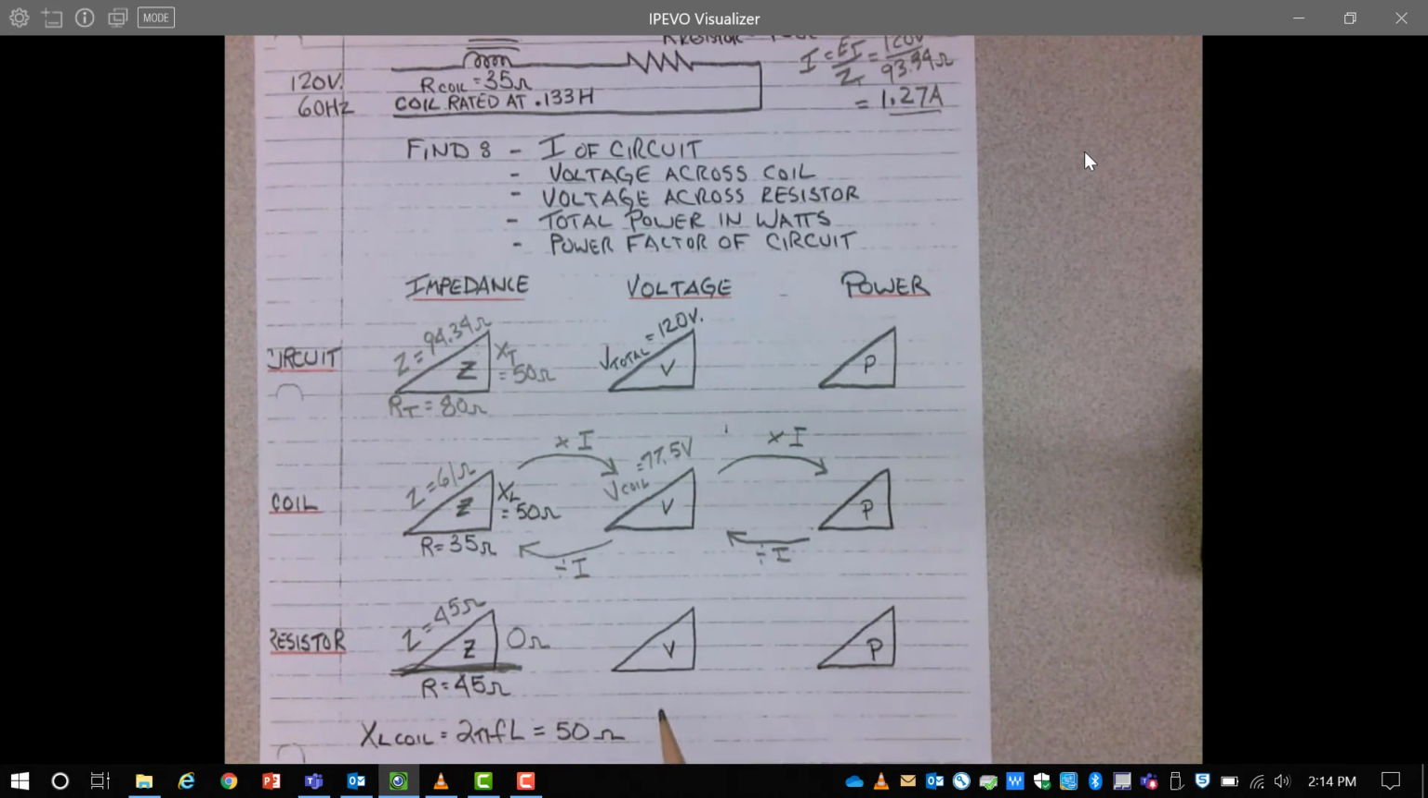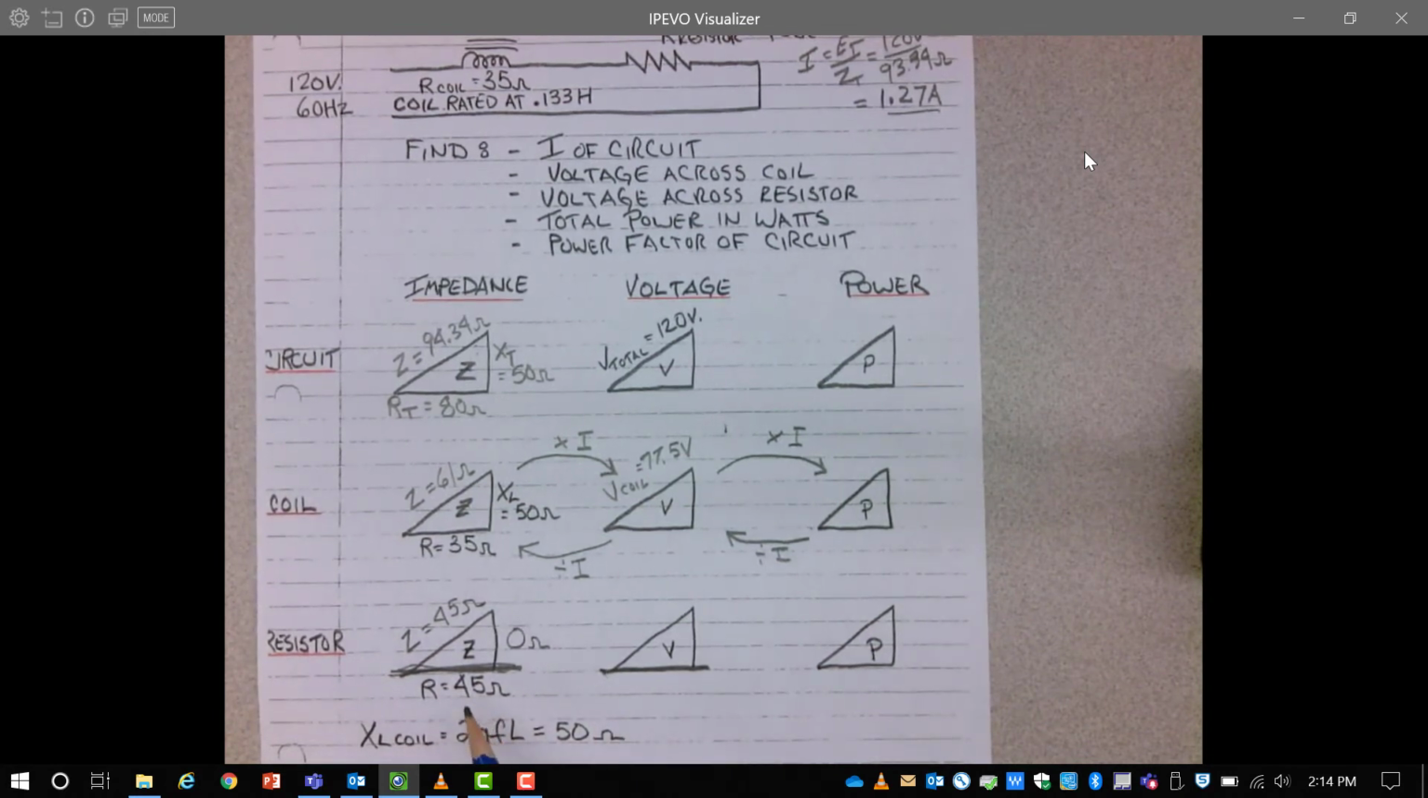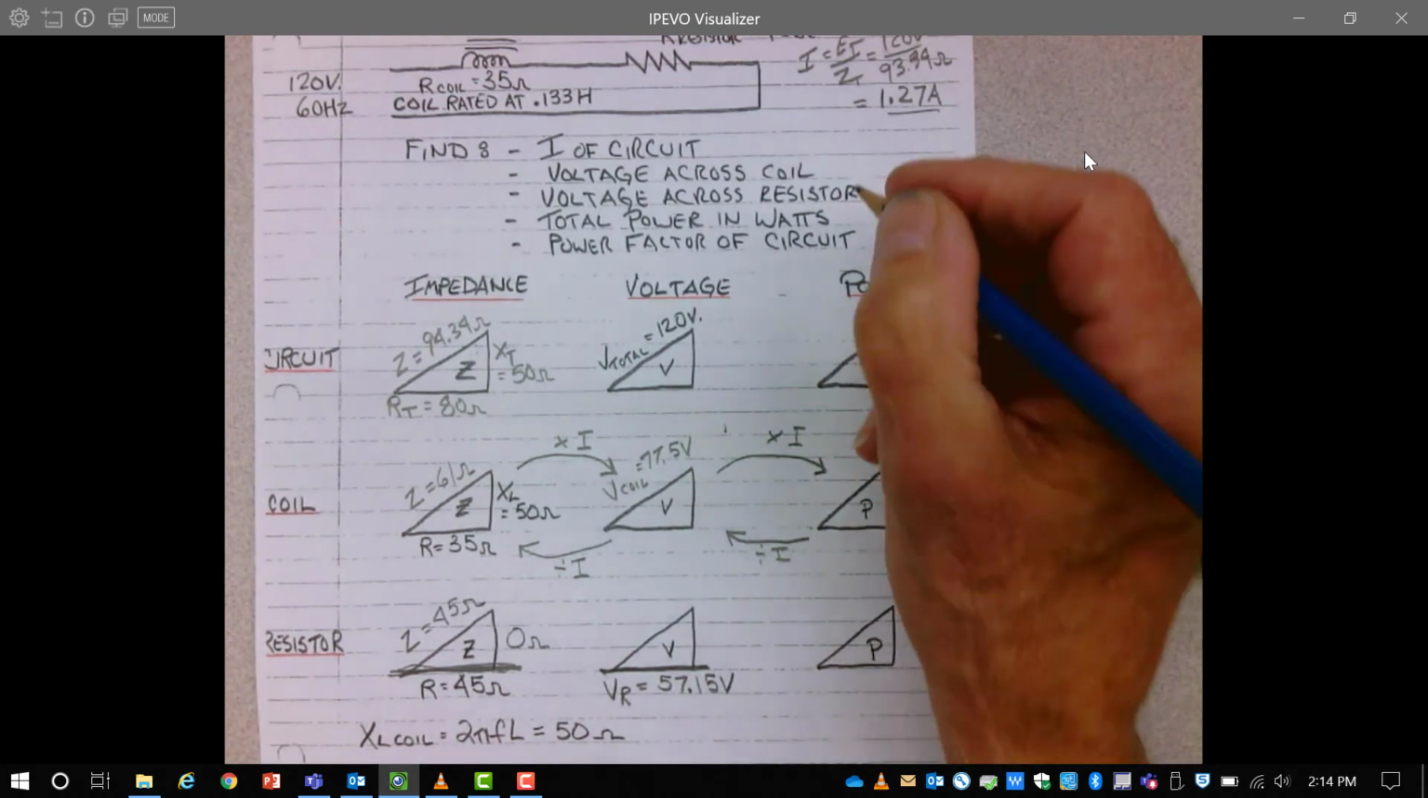The voltage drop across the resistor is fairly simple to do because, again, the resistor is just a straight horizontal line. The total resistance is the same as the impedance, times the current will give me the voltage drop across the resistor. 45 ohms times 1.27 amps will give me a voltage across the resistor of 57.15 volts. So now we know the voltage across the coil and the voltage across the resistor as well.